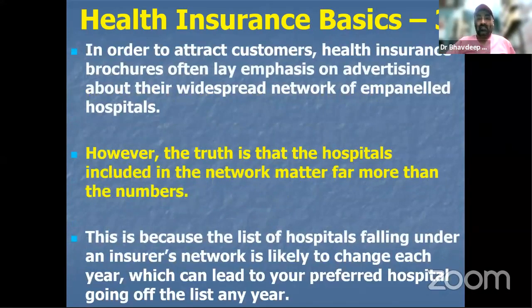So this is the second thing actually which is promoted along with the low premium. Insurance premiums starting from 400 rupees a month, a network list of 7,000 hospitals, 8,000 plus hospitals. This is the second thing which is promoted by the healthcare companies.